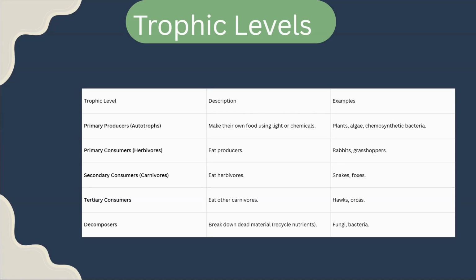Secondary consumers, the carnivores, they eat herbivores like snakes or foxes. Tertiary consumers, they eat other carnivores like hawks, orcas. And decomposers break down dead material, they recycle nutrients. So here are like fungi, bacteria.